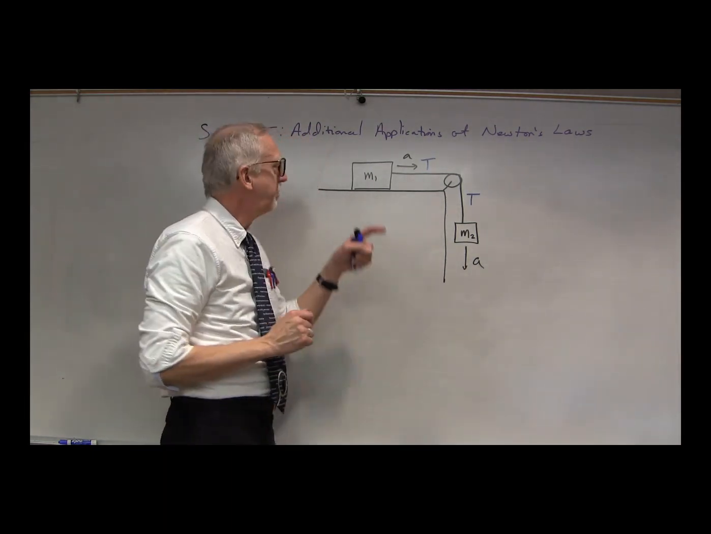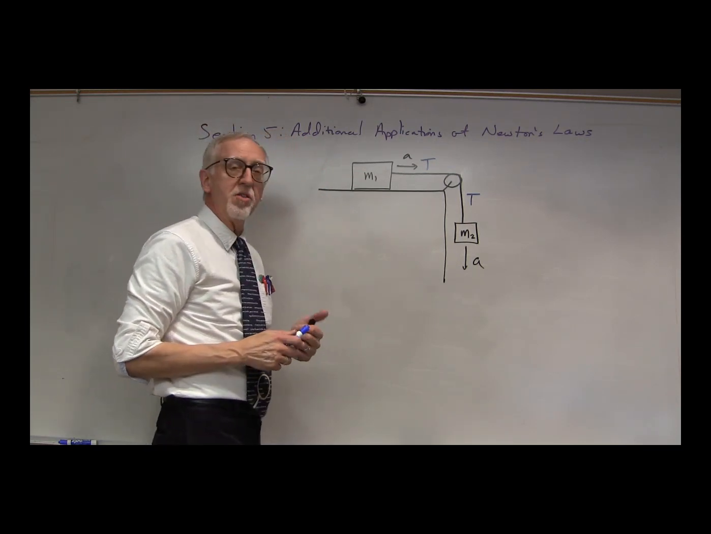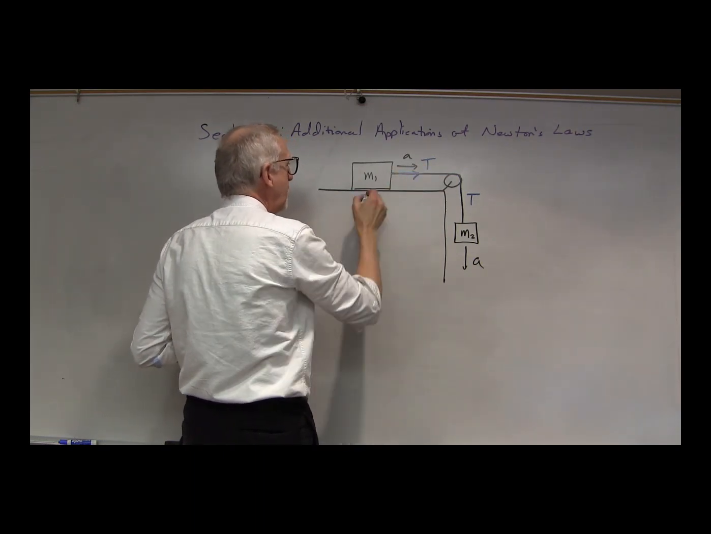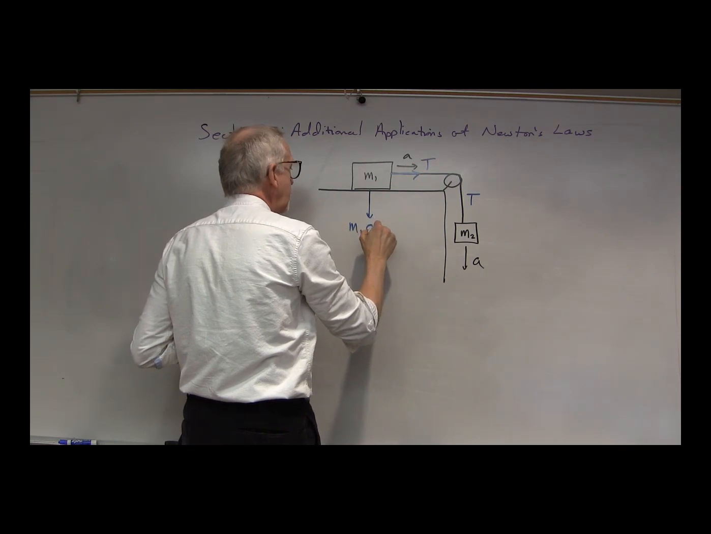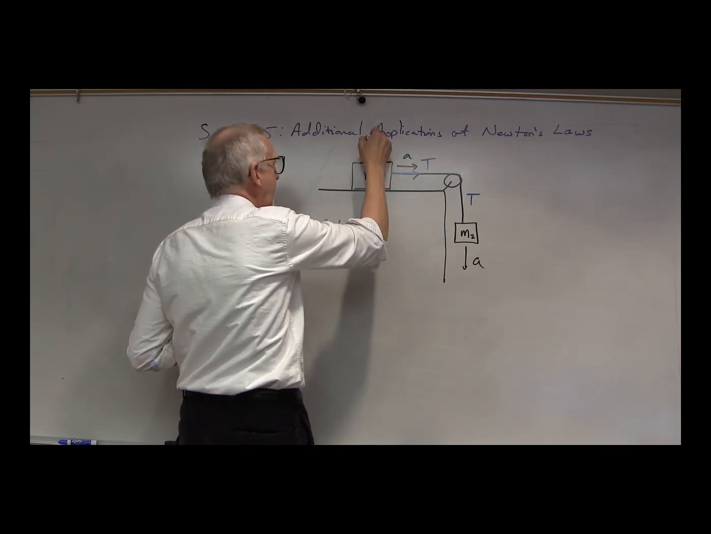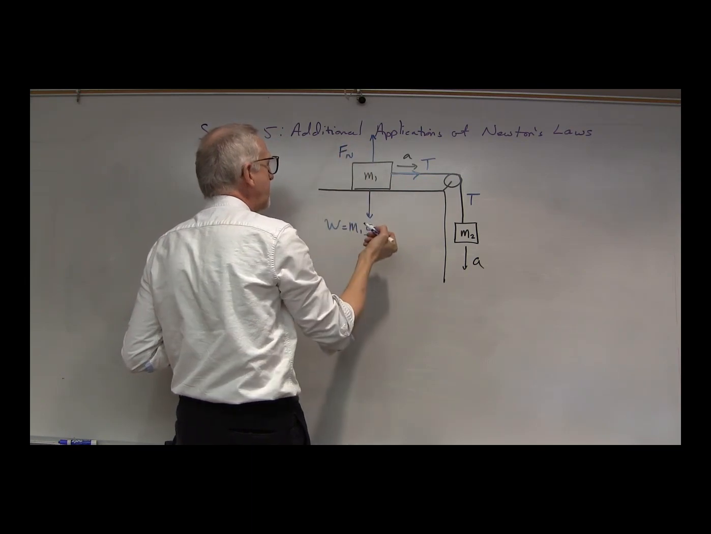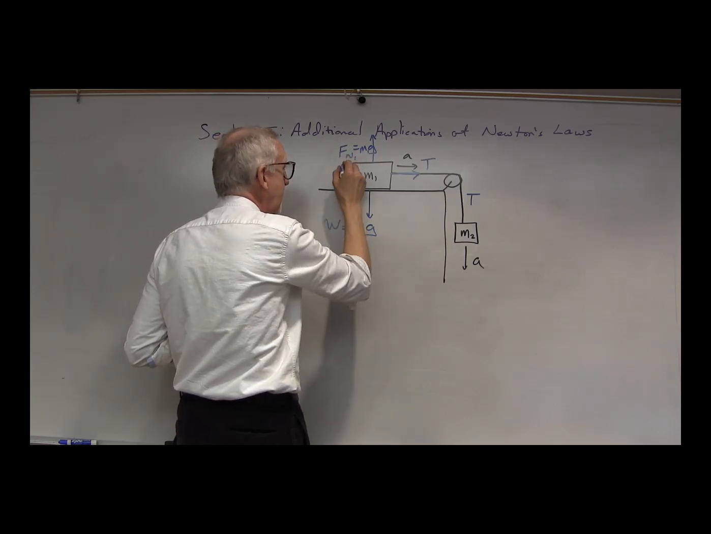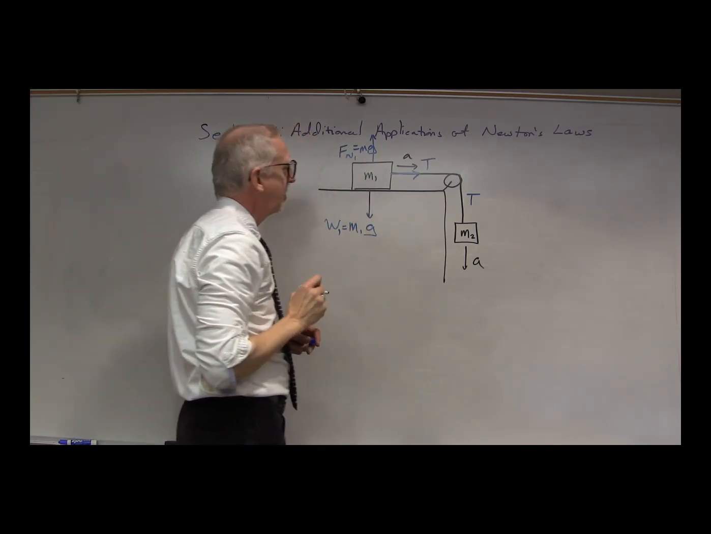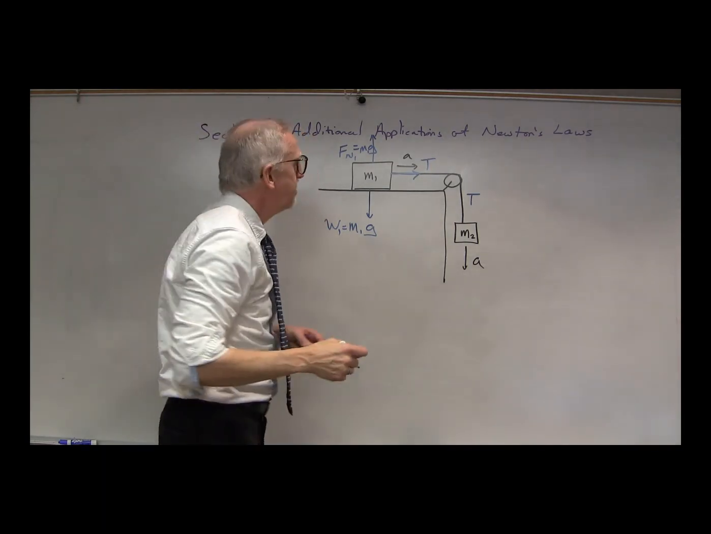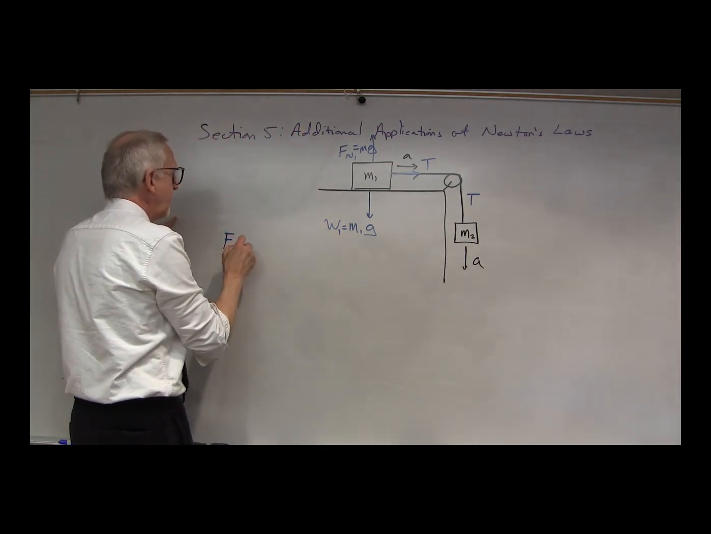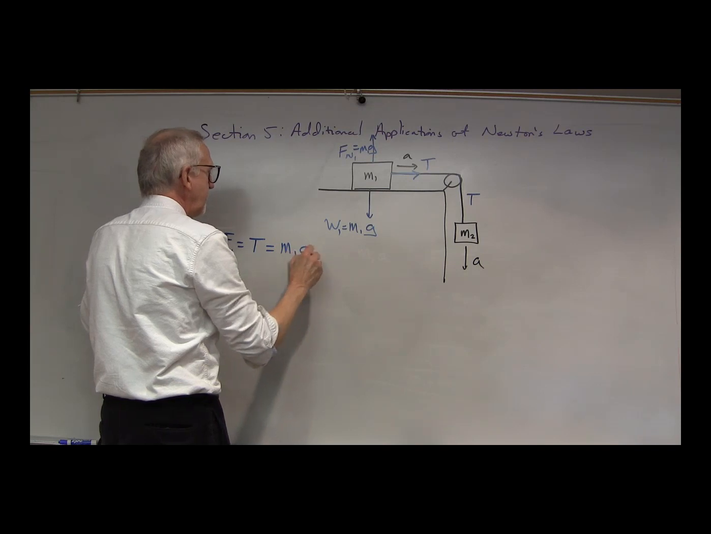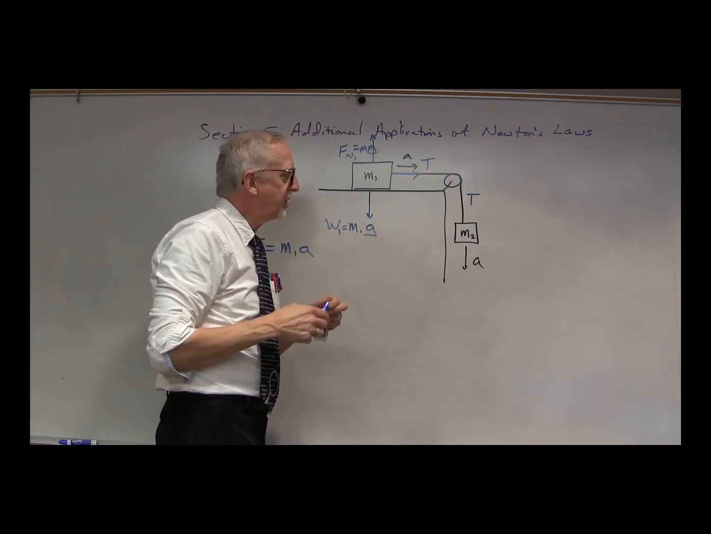Let's apply Newton's second law to m1. So first of all, what are the forces acting on m1? Well, we've got this tension that's pulling to the right, some magnitude T. We know it's got a weight, m1g, and then we'll have a normal force. Again, it's going to be equal to the weight, so this will be m1g. We call those F normal 1 and weight 1. All right, so what's the equation of motion for mass 1? Well, the net force on mass 1 will be T, and that's going to equal m1a.